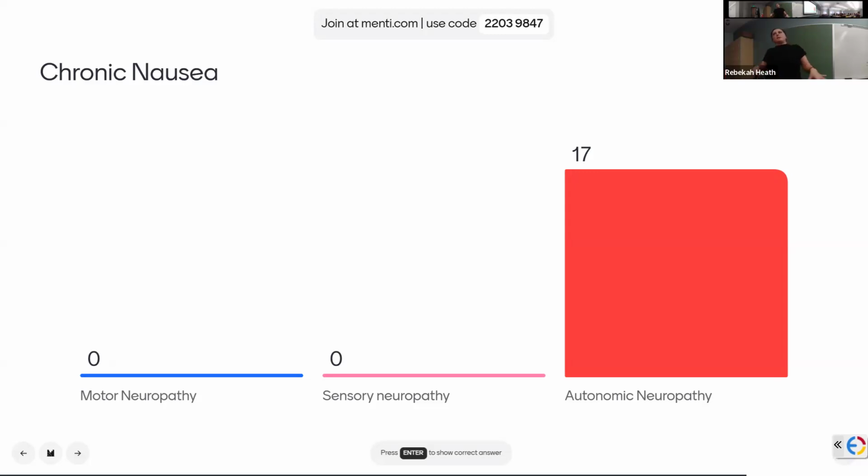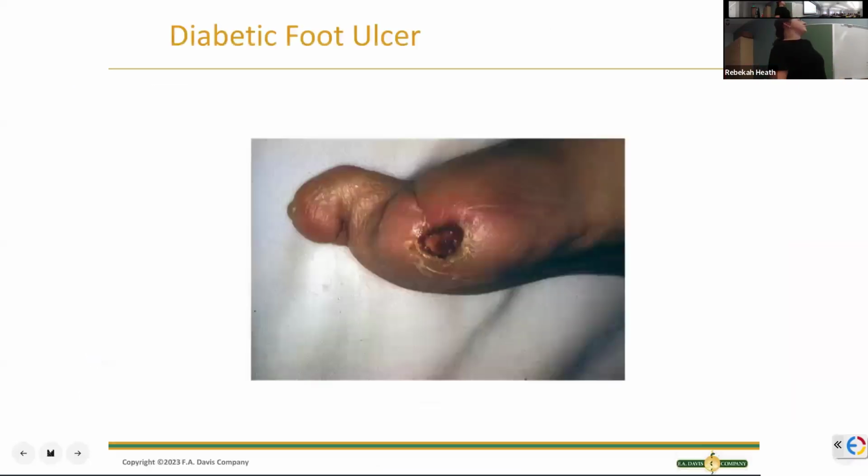So not your bowels, like make you poop, but it helps your digestive process work a little bit better. Sometimes diabetic patients that have this will be on long-term Reglan, not because they're nauseous all the time, but to help them with that gastroparesis.